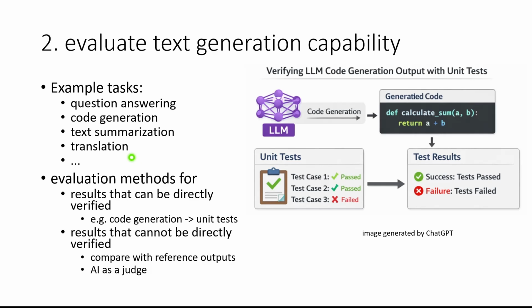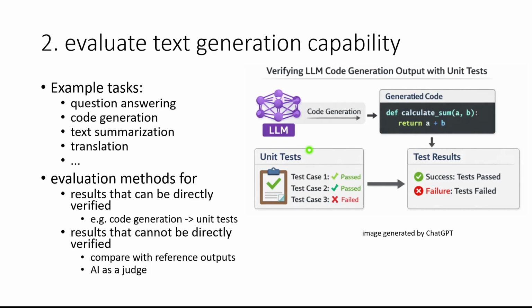Evaluation basically falls into two different categories. The first one is for results that can be directly verified. For example, for code generation, we can verify the results using unit tests. We can ask the model to generate some code, and then we can write some unit tests ahead of time such that we can check the generated code against the unit tests to see how many tests it actually passed. That's the way we can directly verify the results generated by a large language model.